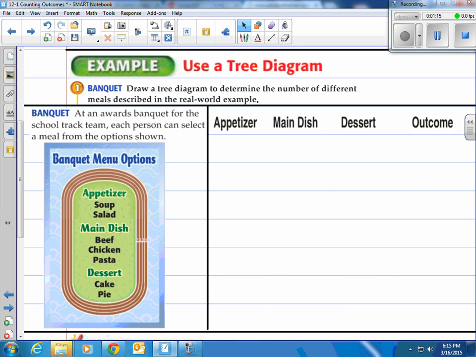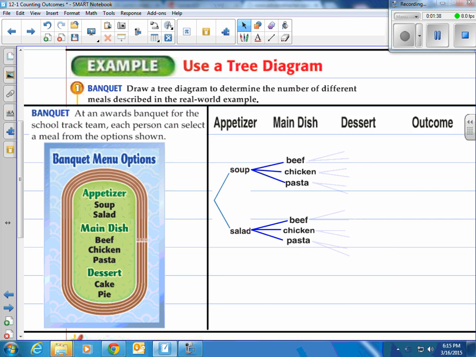You can see on the right here, I've set up the appetizer, the main dish, and the dessert, and also what the final outcomes are. So how many different meals can you possibly put together with these choices for appetizers, main dish, and dessert? We'll take a look. For our appetizers, we've got a soup or a salad that you can pick. For the main dish, we've got beef, chicken, or pasta. And for dessert, we have cake or pie. For each one of those items, how many possible outcomes are there?